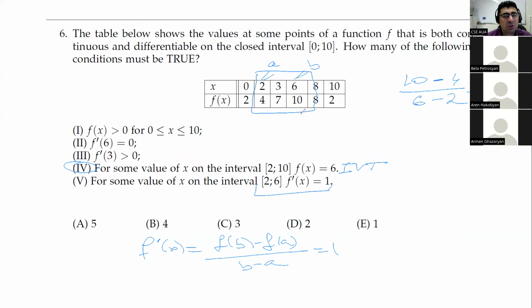If we choose 6 and 3, it will give 1. Yes, you're right. Value 10 minus value 7, divided by 6 minus 3. Yes, it's 1. So this x actually belongs not to 2 to 6, but to 3 to 6, as you said. So this is also true. Hence, we have only 2 correct statements in this exercise.